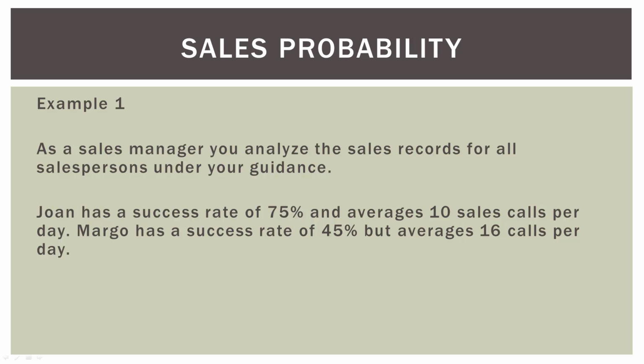Joan has a success rate of 75%. So if she calls someone during the day and she makes her sales pitch, she closes that sale 75% of the time. That's really good. And she averages 10 sales calls per day. Because these are not just quick 1-minute sales calls. These are more involved sales calls that your employees make. But she makes 10 per day, and she closes about 75% of them.